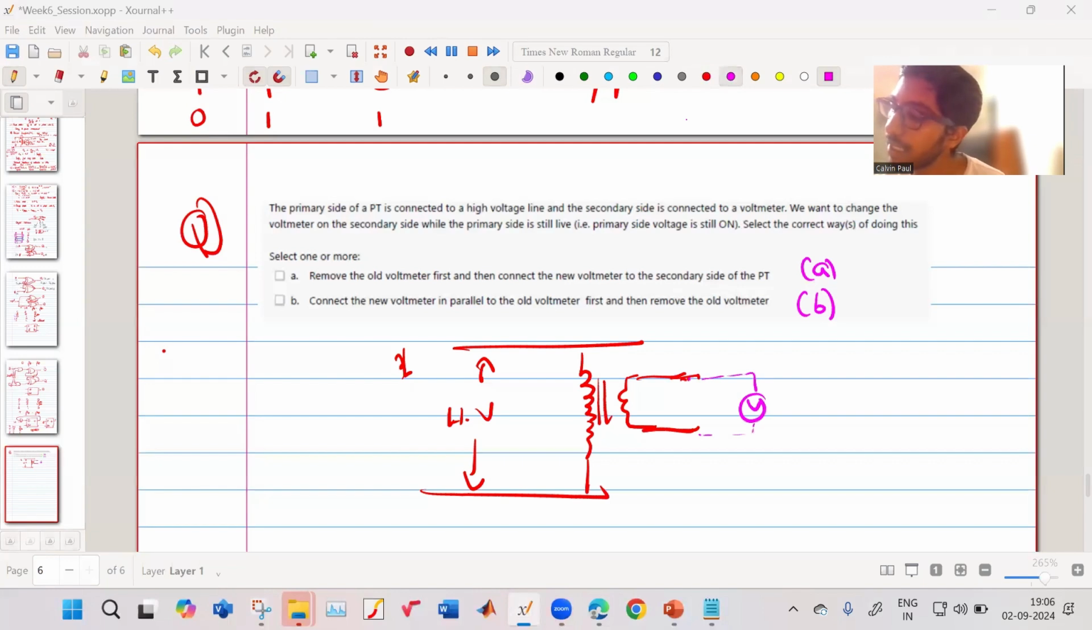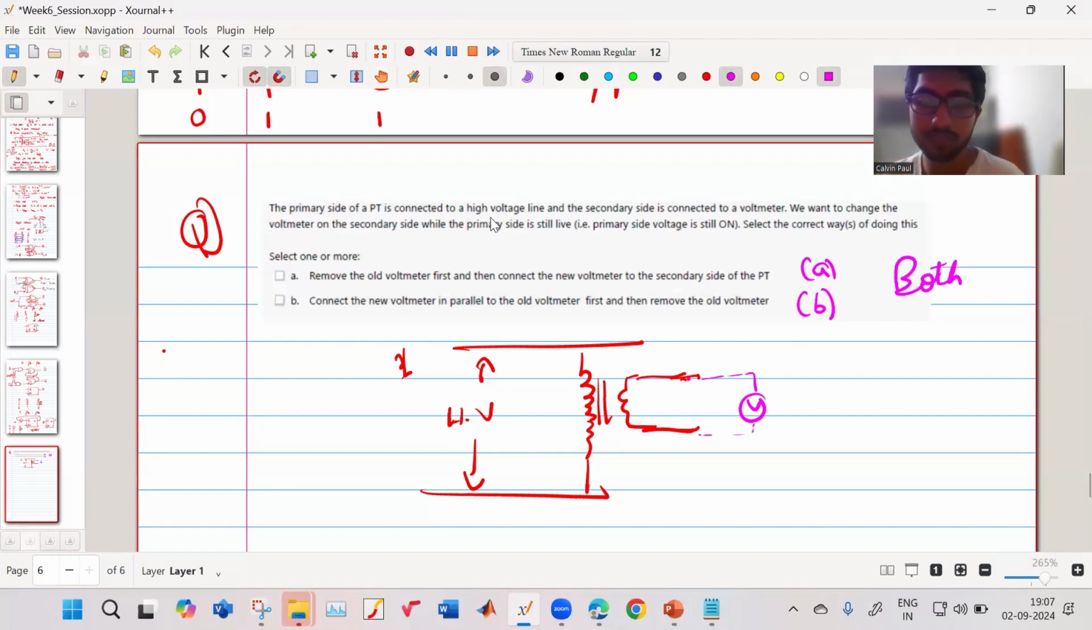Why we can use both methods is there is no problem if the potential transformer is left open circuited. Like in the current transformer, under any condition, we cannot allow it to be left open circuited. But in a potential transformer, that is fine. It doesn't cause much of an issue. So we can either remove the old voltmeter first. When we remove the old voltmeter first, the output becomes an open circuit, and then we connect the new voltmeter. It is still okay. Or else we can first connect the new voltmeter in parallel to the old voltmeter, and then we remove the old voltmeter. This also is fine. Both of them are fine. Okay.